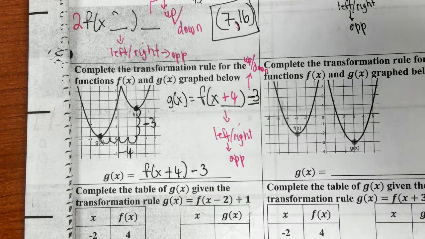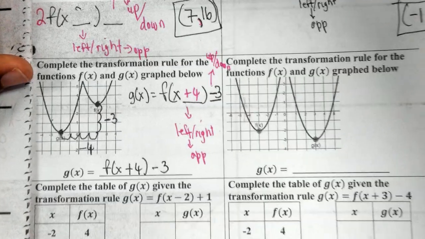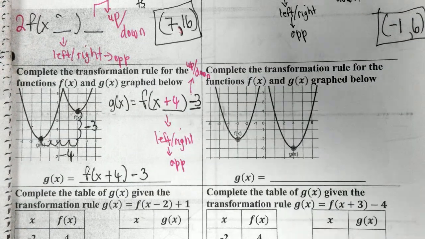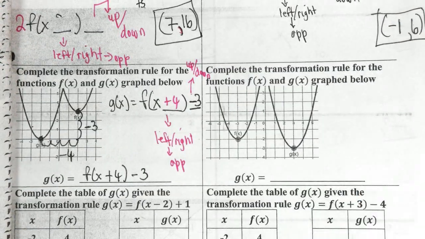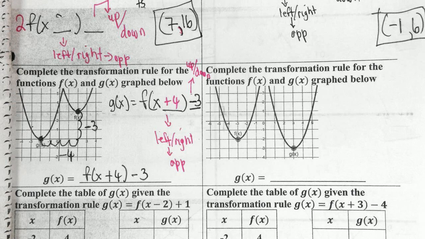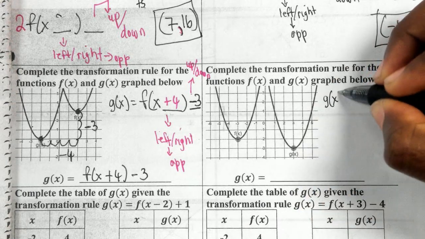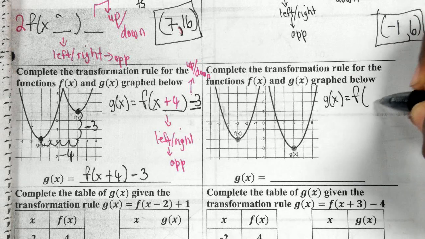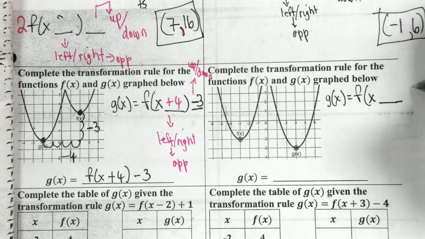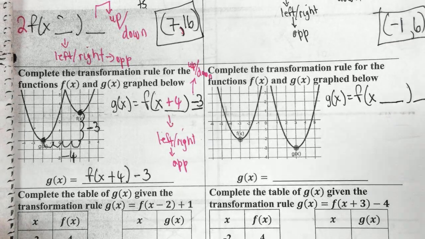All right, so let's try to do the next one. The next one says complete the transformation rule for the function f of x and g of x graphed below. So when we're doing this, guys, we need to remember that g of x is equal to f of parentheses x, some number, parentheses, some number on the outside.